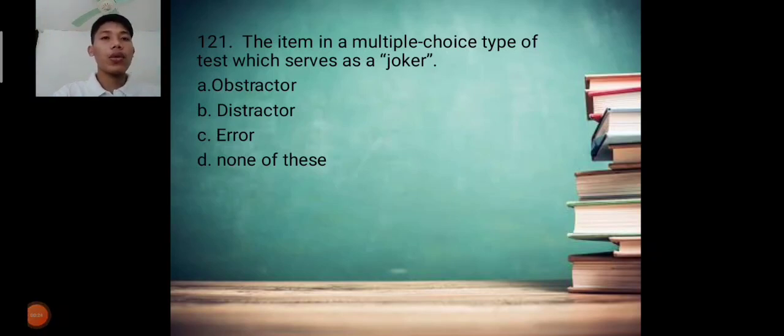Number 121. The item in a multiple choice type of test which serves as a joker. So let's apply the removal method. A, joker is not an obstructor. B, pwede siya mahimong distractor. C, error. D, none of this. Pwede na to siya i-remove automatically. So the correct answer is the distractor.